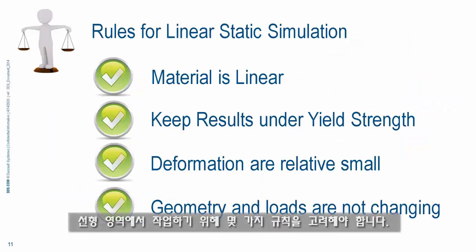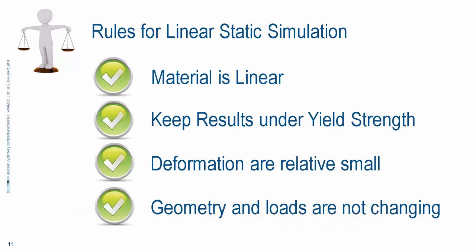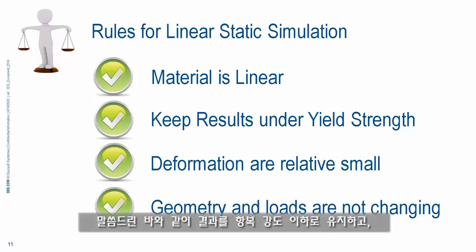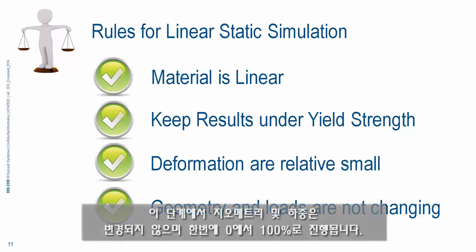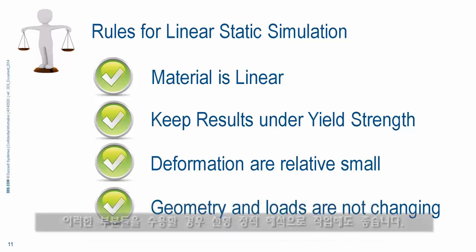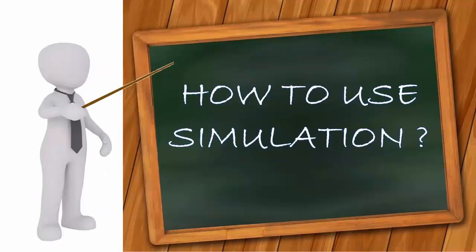So some rules we need to consider here for working in the linear area. Materials are linear. We want to keep the results under yield strength, as I mentioned. Deformations are relatively small compared to the object. And geometry and loads are not changing during this step. It goes from 0 to 100% in one step. So if we can accept this, then we are okay to work with linear static simulation.